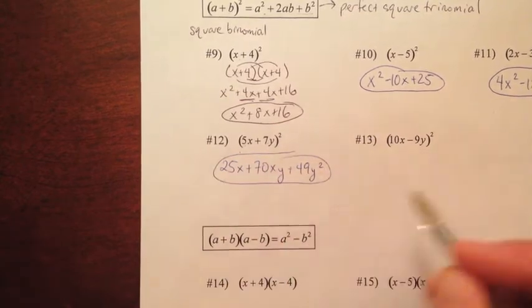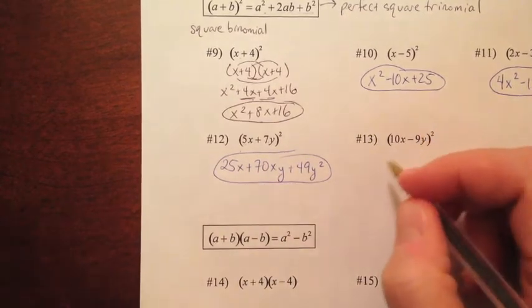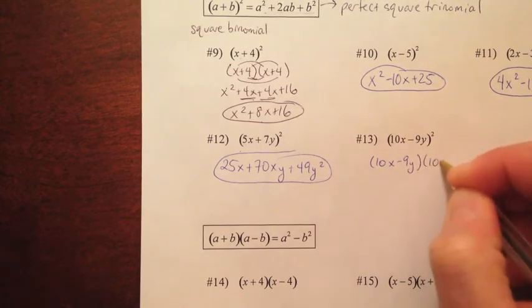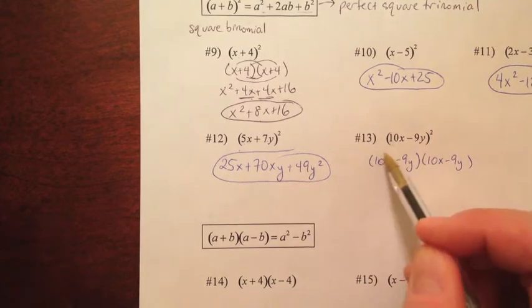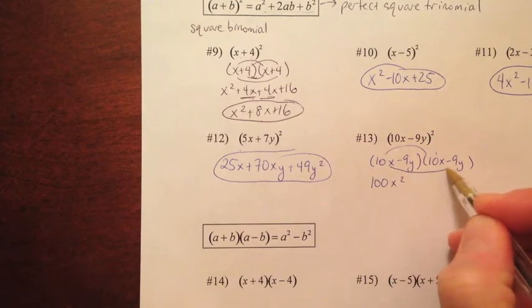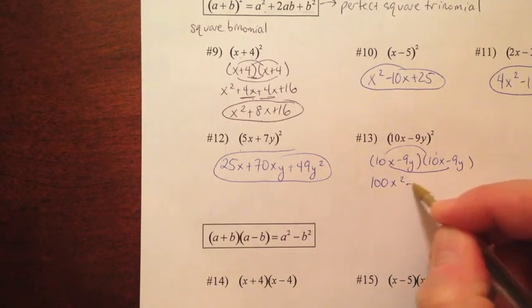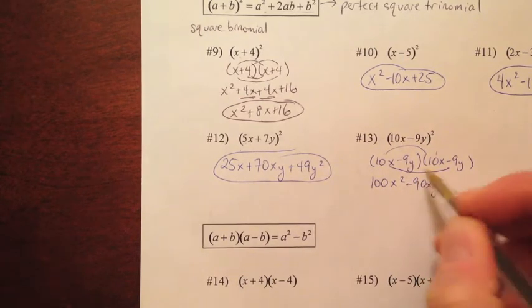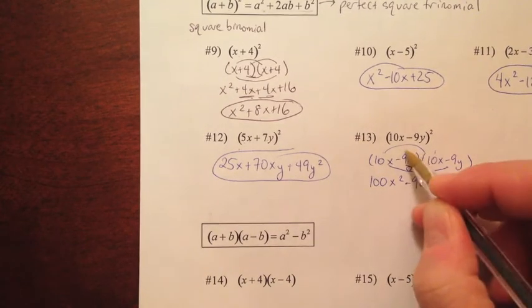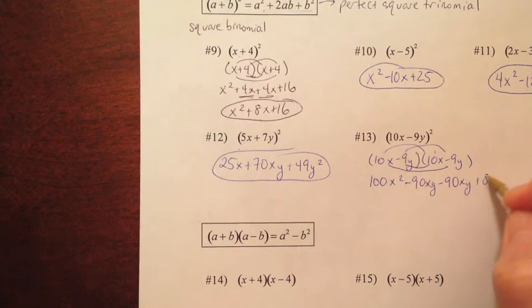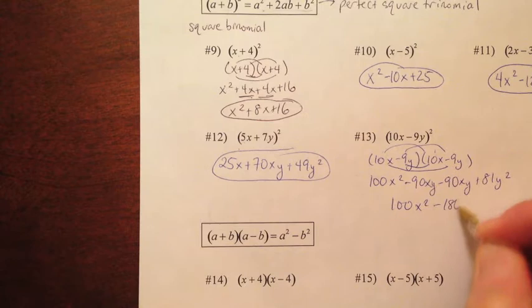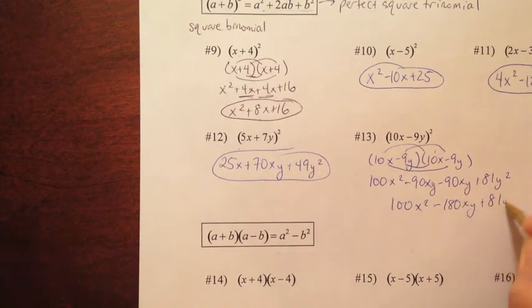That's it. Okay, and the last one, let's say I just want to distribute this. 10 times 10, that's 100x squared. 10 times negative 9y is negative 90xy, but I'm going to have it twice. I'm going to get the same middle term twice, and then negative 9y times negative 9y is 81y squared. So 100x squared minus 180xy plus 81y squared.